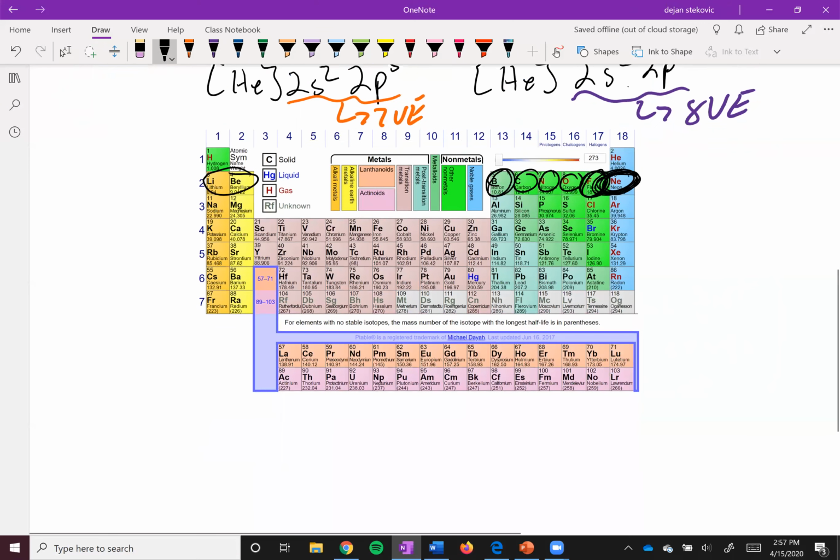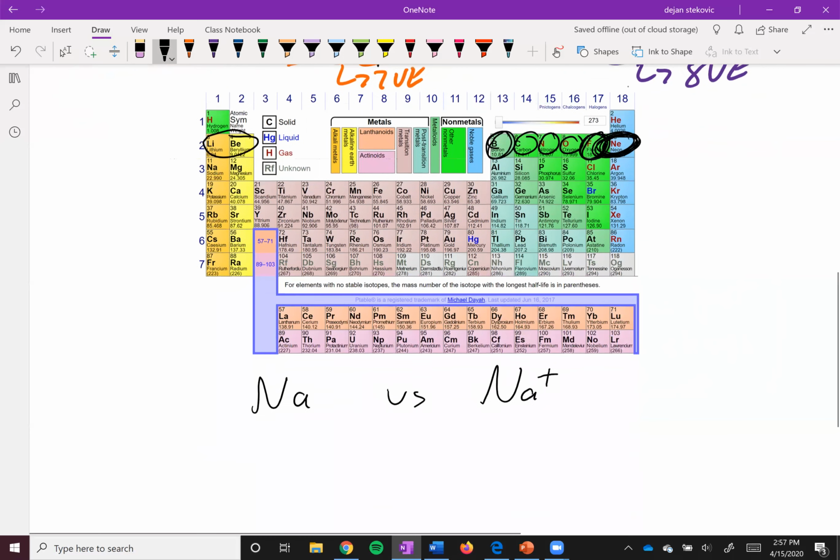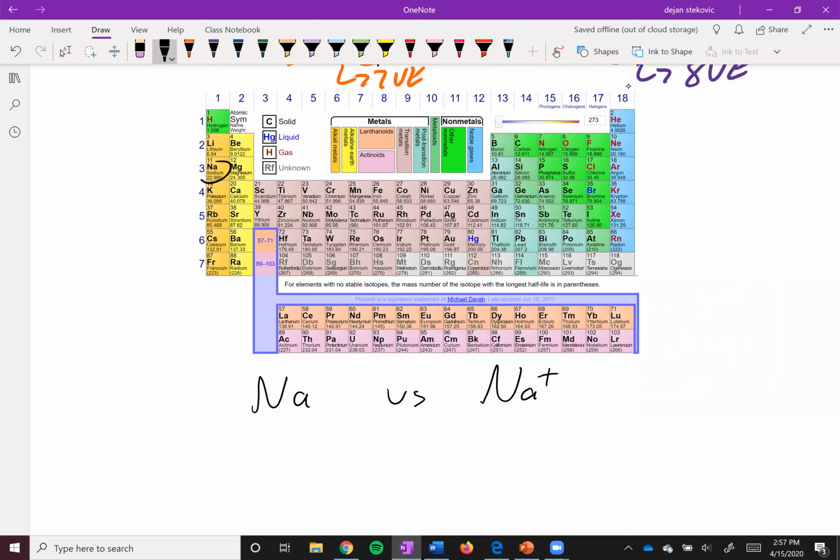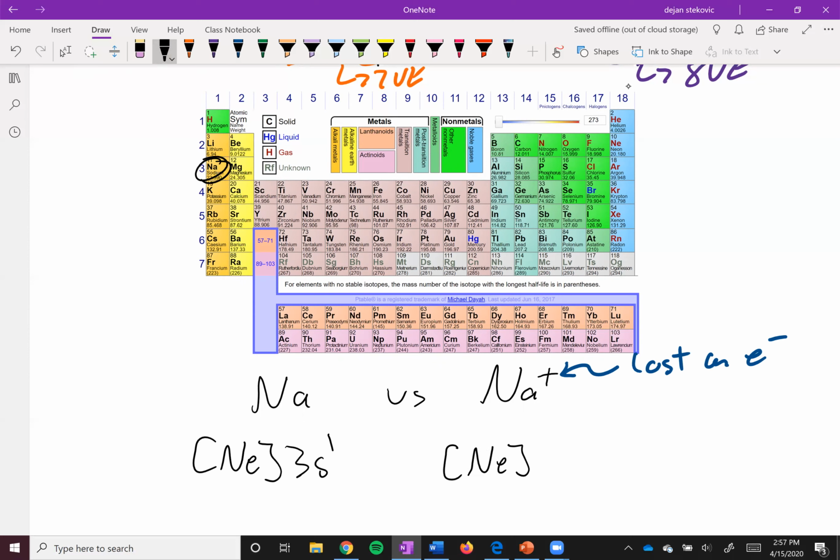Let's take a look at another example, sodium versus Na+, the sodium ion. Sodium's up here, and it looks just like neon, except it also has a 3s1 electron. If we see this positive charge, that means we lost an electron. When you lose an electron, you lose the highest level electron, so you lose this 3s1 electron. And so this becomes just neon, or you can think of it as helium 2s2, 2p6.